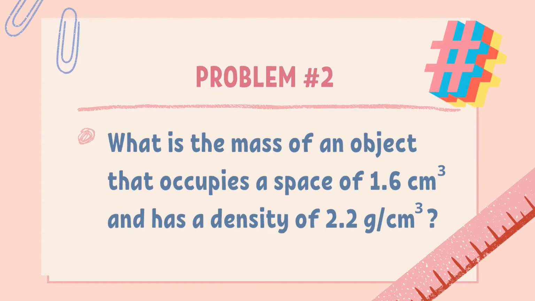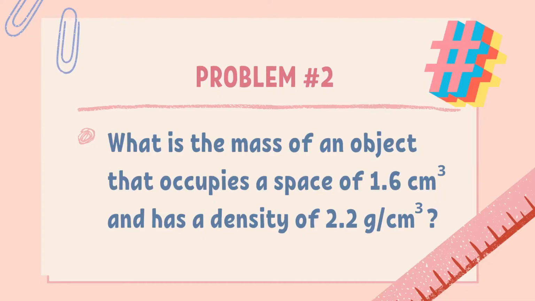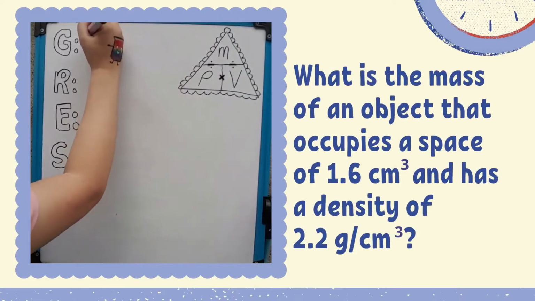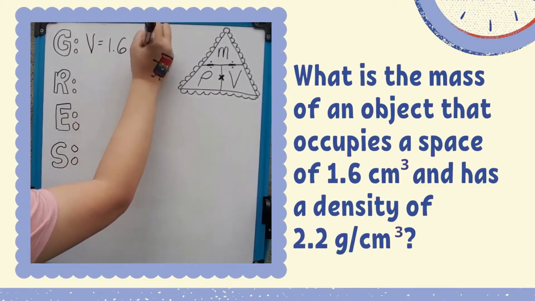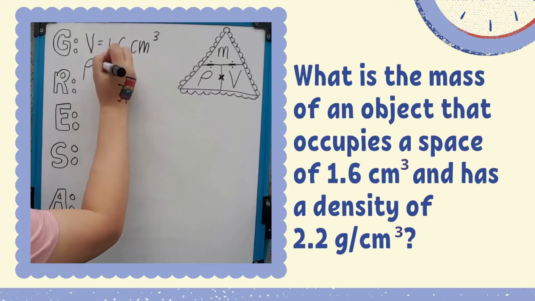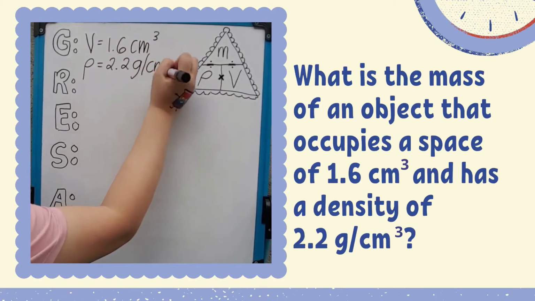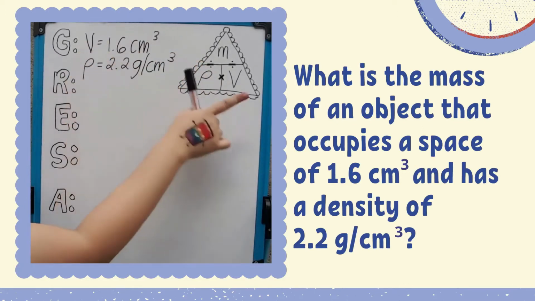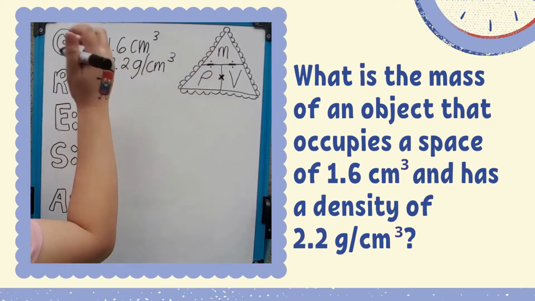Problem number 2. What is the mass of an object that occupies a space of 1.6 centimeter cubed and has a density of 2.2 grams per centimeter cubed? Given: volume is equal to 1.6 centimeter cubed. Density is equal to 2.2 grams per centimeter cubed. In this problem, we are given the volume and the density, and the mass is now the required quantity.